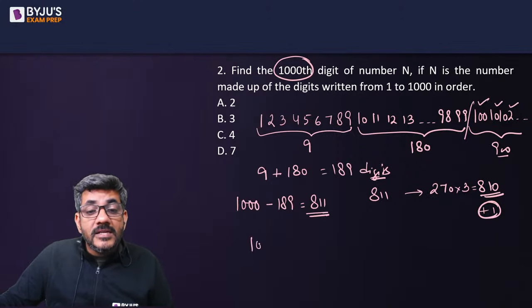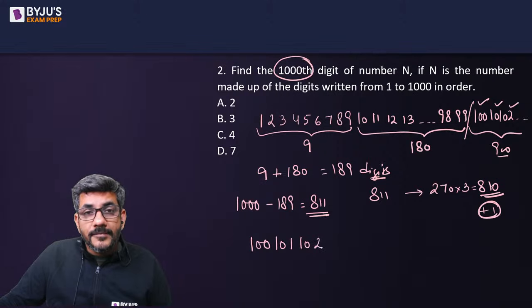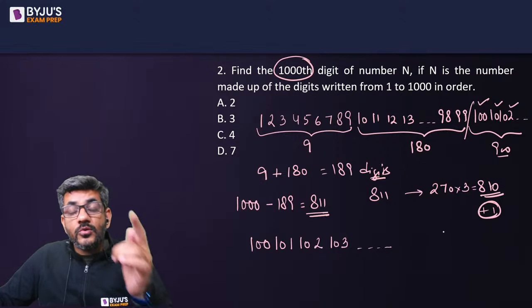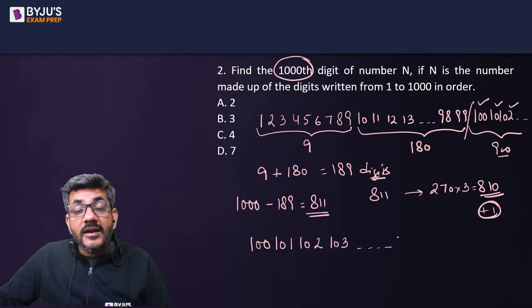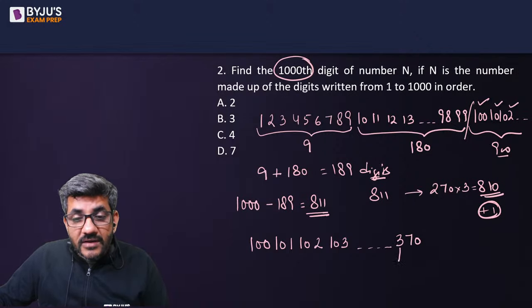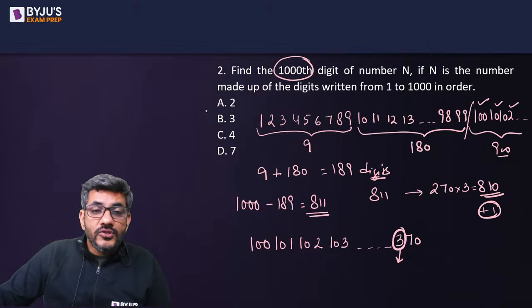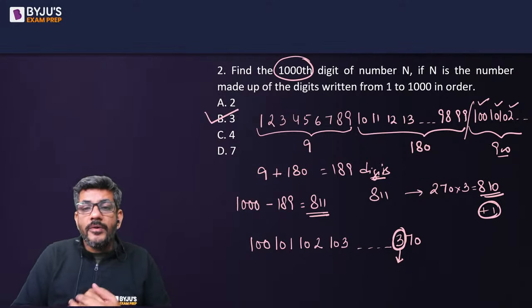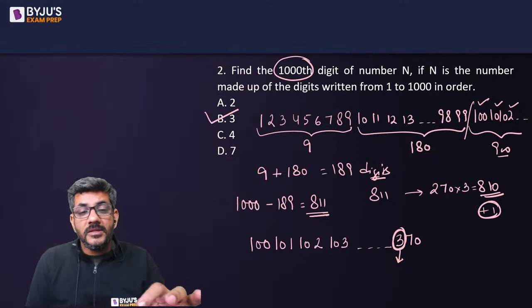The first number is 100, the second number is 100 plus 1, the third number is 100 plus 2, the fourth number is 100 plus 3. So can I say the nth number is 100 plus n minus 1? So the 271st number is 100 plus 270, which is 370. And the first digit of this 271st number is your answer. So my answer is option B, which is equal to 3. This is how we calculate which digit would be the thousandth digit.